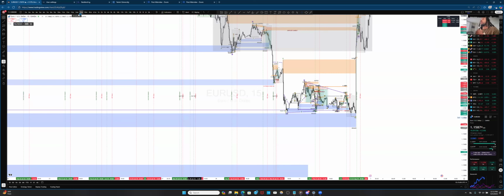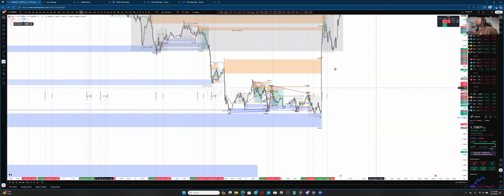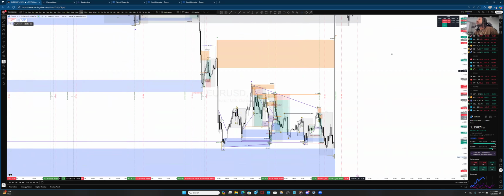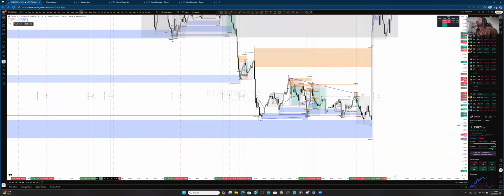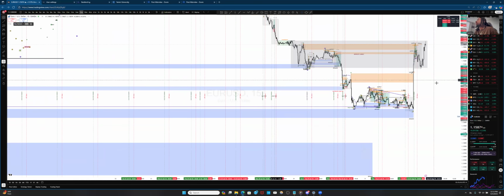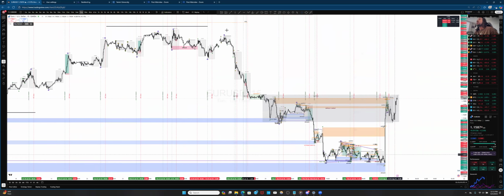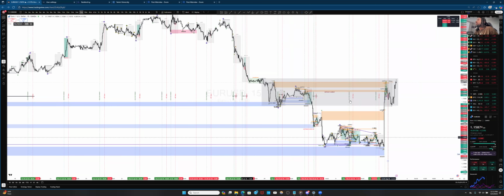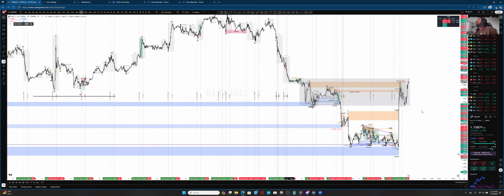Okay, all right, boom. So now I'm on my 15-minute, and what I'm looking for now is internal structure from the main push. I see this was the last high that led to this, so I know this was my main push right here. We haven't retraced. So if anything, I know from this high to this low right here is the main push. We haven't retraced any of these areas.